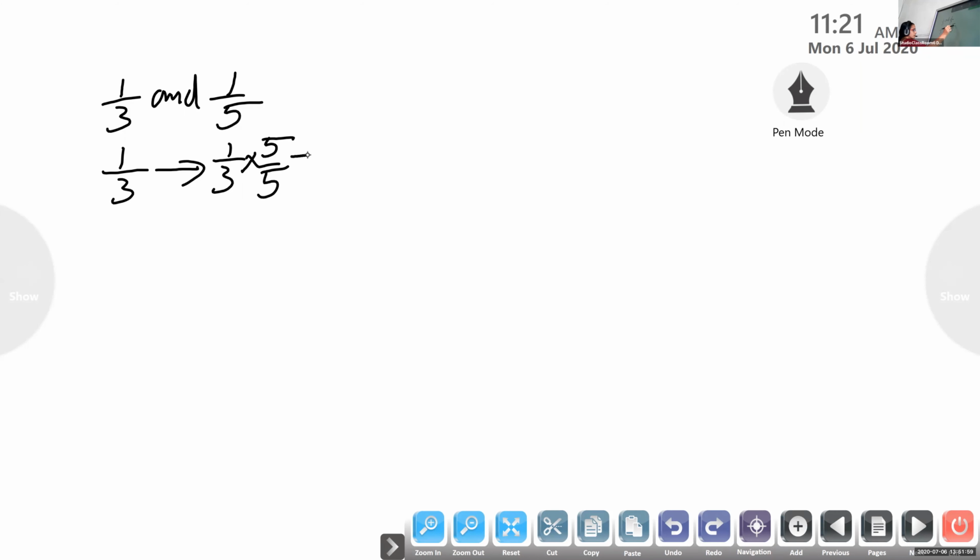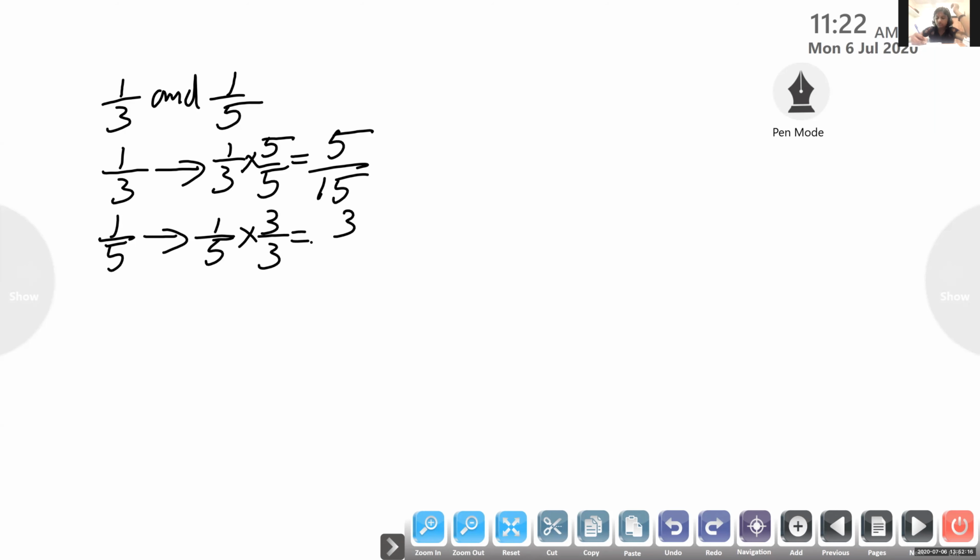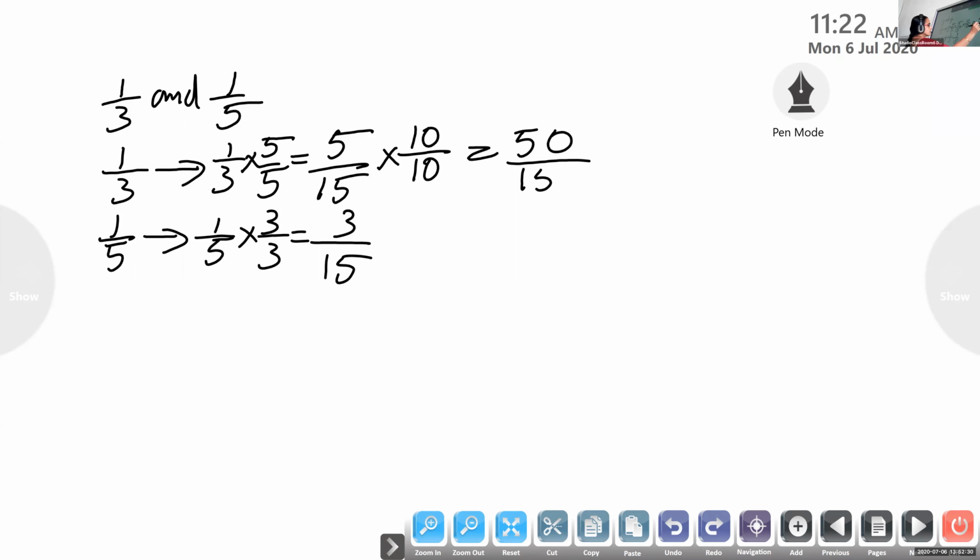Denominator we will change to 15. So it is 5 by 15. And 1 by 5 changes to 3 by 15. Now the denominators are same. Now we will multiply both numerator and denominator by 10. So 50 by 150 and 30 by 150.